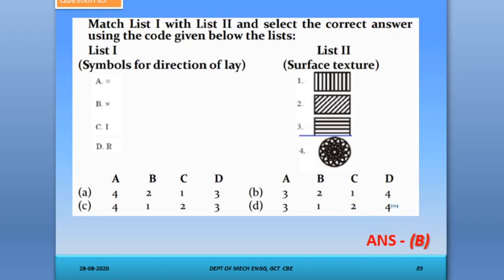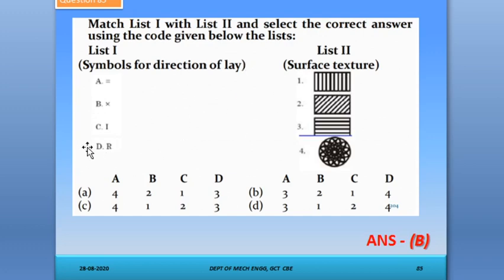Match list 1 with list 2 and select the correct answer using the code given below. These are the symbols used for lay direction: A parallel, B cross, C vertical, D R. Is R for radial? This one is vertical, cross, then parallel. It's a parallel line, so A3. B for cross, therefore B2. C1 for vertical surface structure.